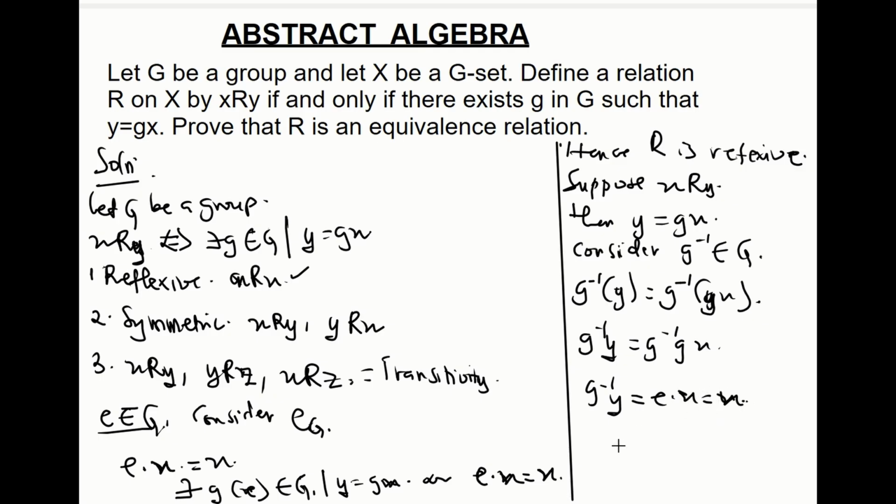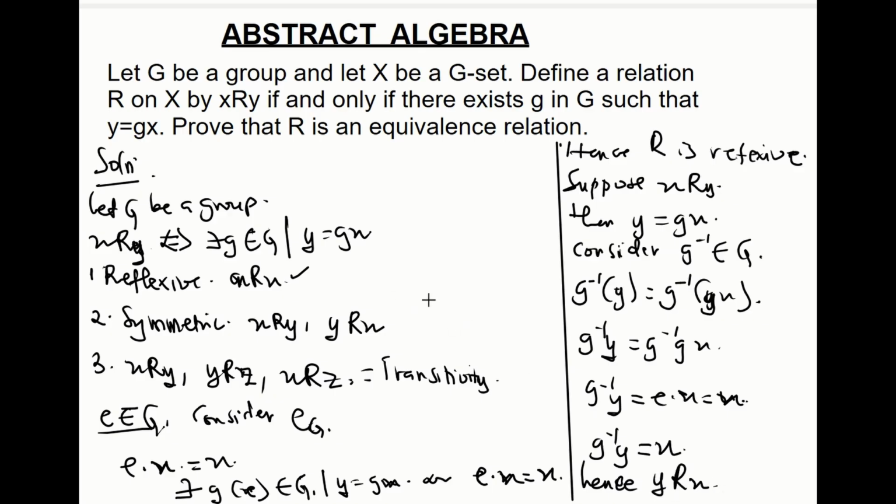So what is this looking at? G inverse y is equal to our x. And this means that our y relates to x. So if our y relates to x, this shows that hence our y relates to x.